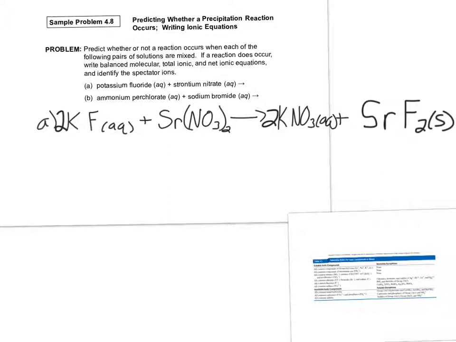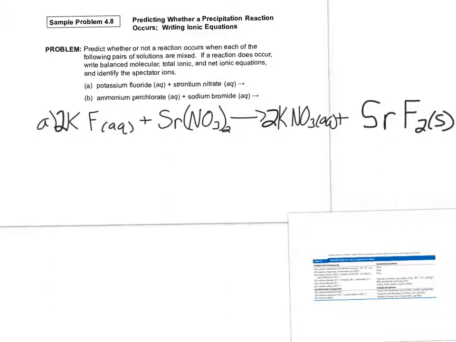So this is balanced. The next step is to write the total ionic equation. A total ionic equation means that I'm going to break up soluble things into their ions, and I'm going to leave insoluble things together.